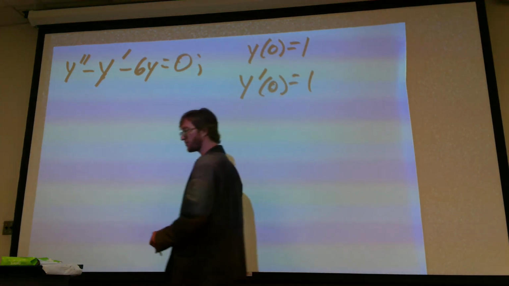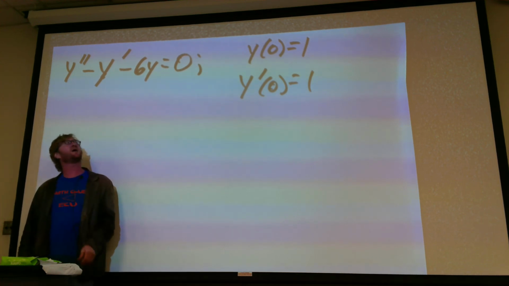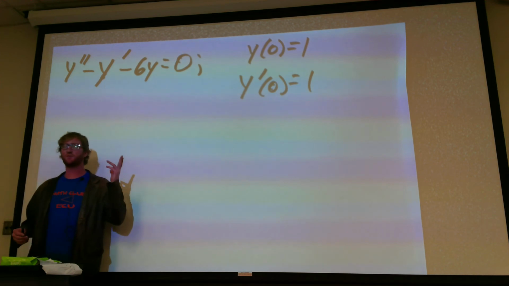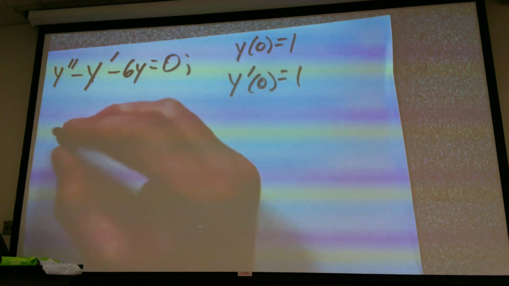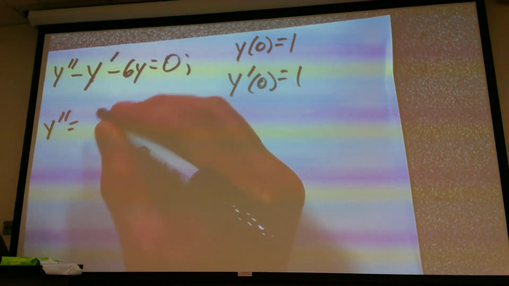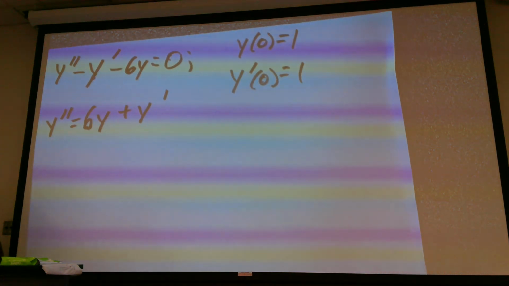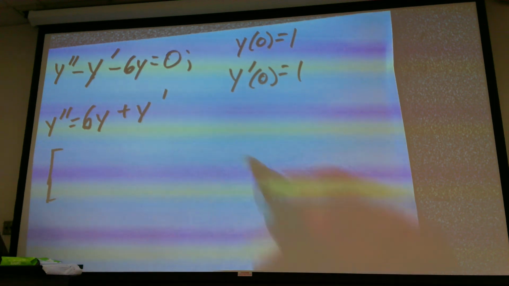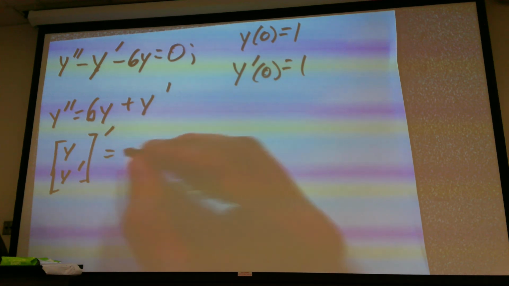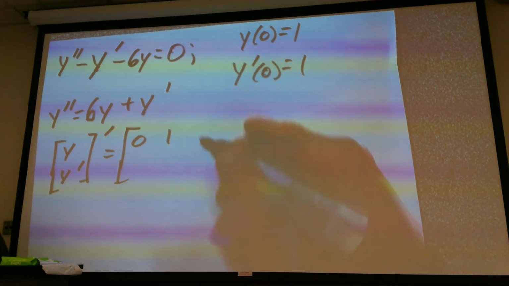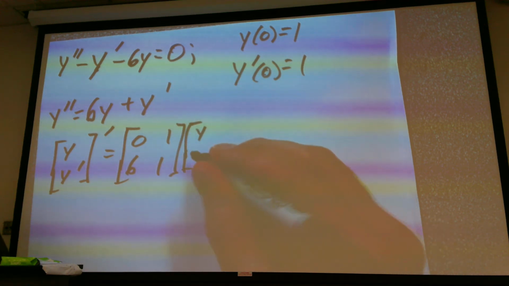Okay, so this is the second order differential equation that we're going to solve through matrices. The first thing that you want to do is move everything that's got the lower derivatives to the other side. So y'' is going to equal 6y plus y'. And so the matrix that we'd be dealing with is y' (the vector) equals [0, 1; 6, 1] times [y; y'].